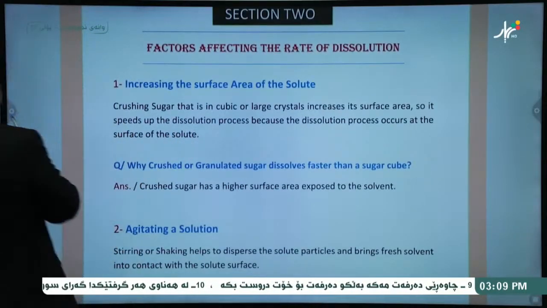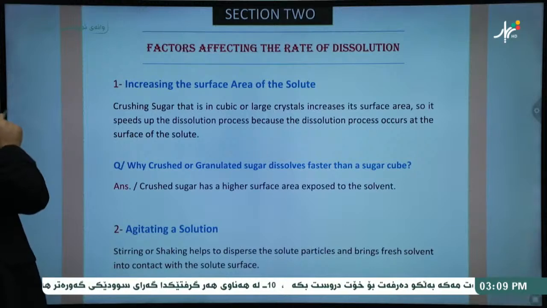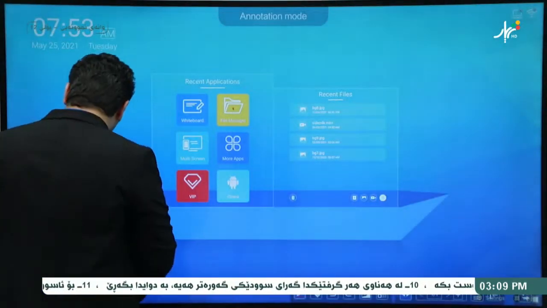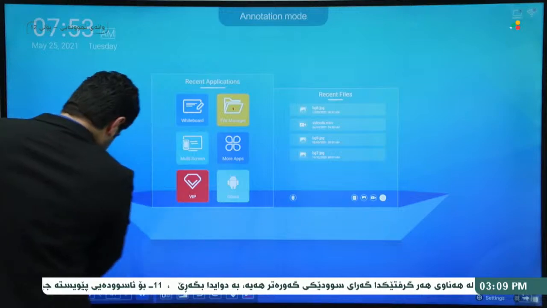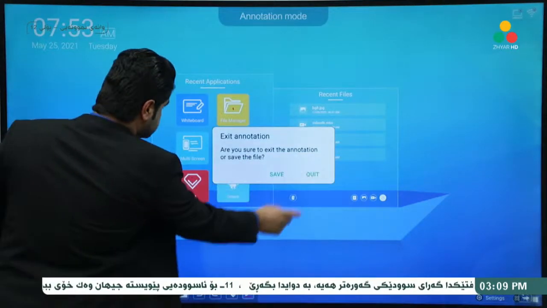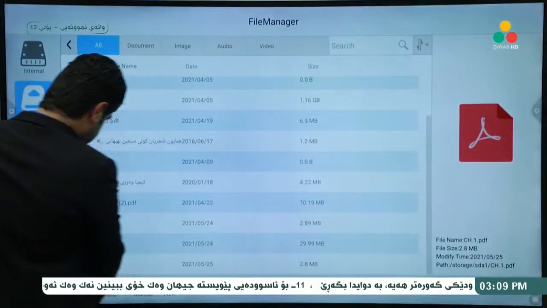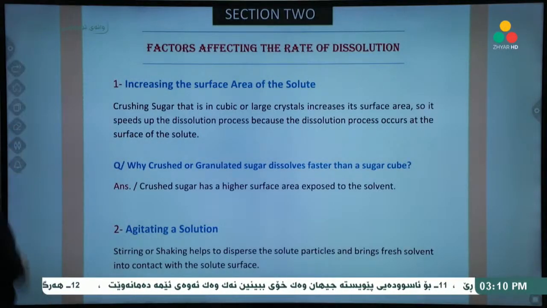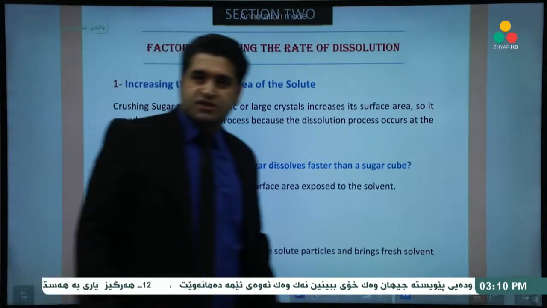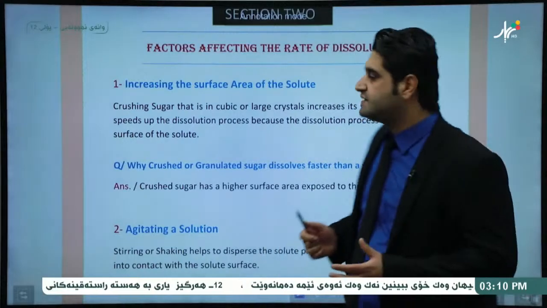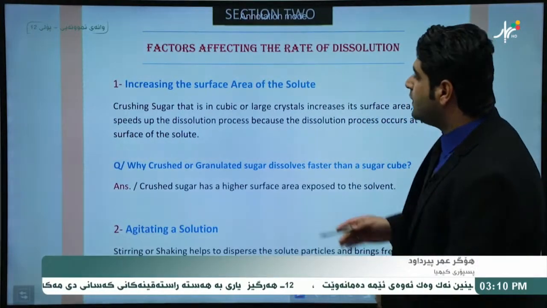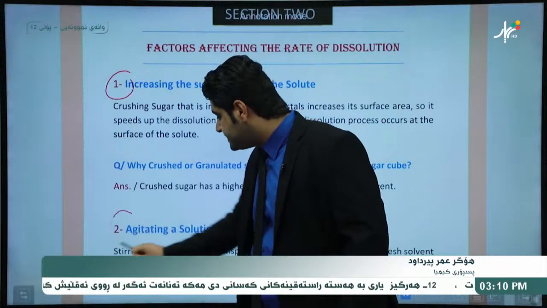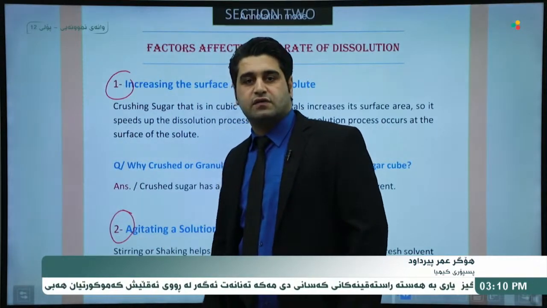Well, about section 2, we're going to investigate the factors that affect the rate of dissolution. Okay? Look, we're going to investigate the factors affecting the rate of dissolution. We have 3 factors, which are increasing the surface area, agitating, and the temperature of the solvent.